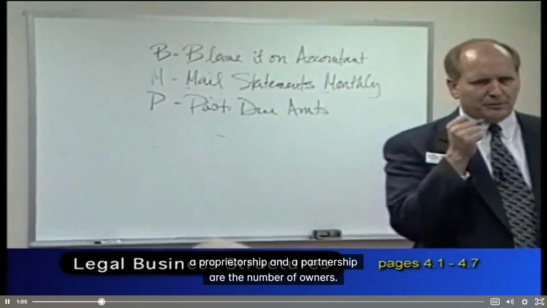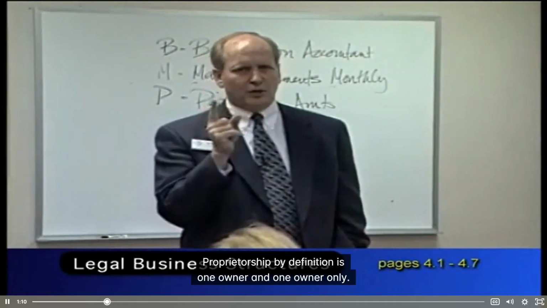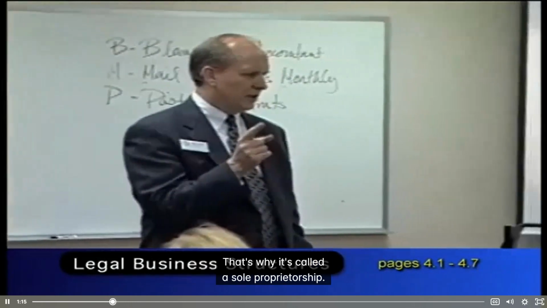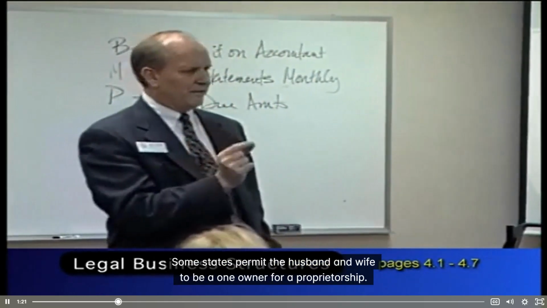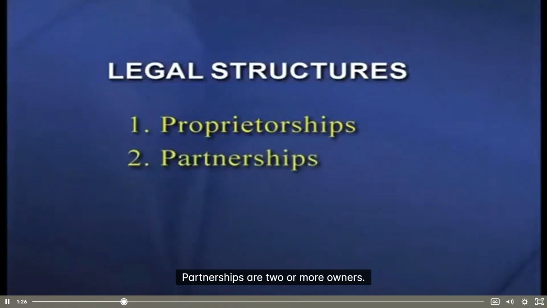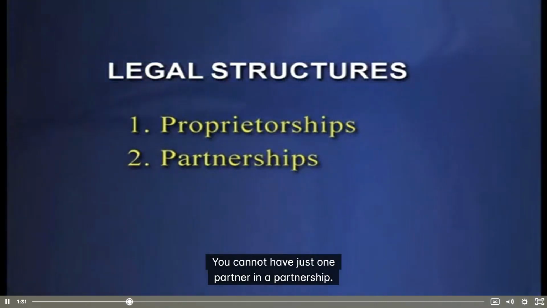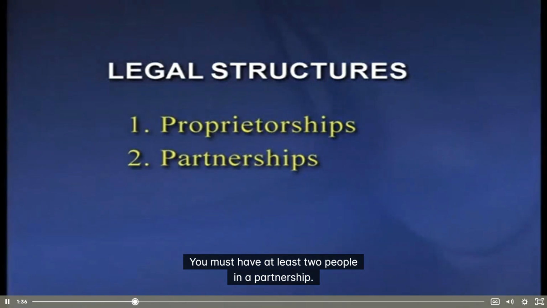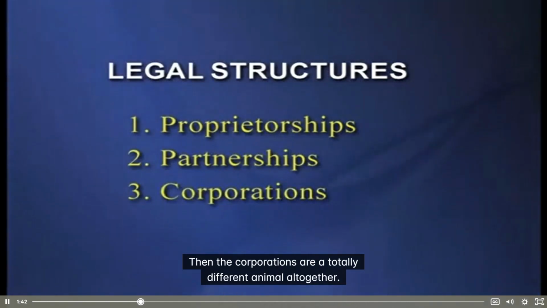Now, the primary difference between a proprietorship and a partnership is the number of owners. Proprietorship, by definition, is one owner and one owner only. You cannot have more than one owner in a proprietorship. That's why it's called a sole proprietorship. Could that be husband and wife? Some states permit the husband and wife to be one owner for a proprietorship. Partnerships are 2 or more owners. Okay? You cannot have just one partner in a partnership. You must have at least 2 people in a partnership. Then the corporations are a totally different animal altogether.